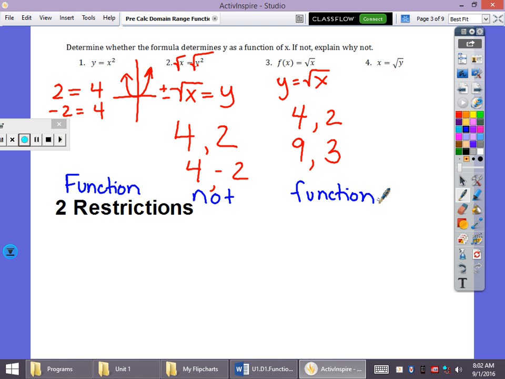Okay, one final one. X equals the square root of y. I want y by itself, so what am I going to do? Square both sides. So x squared equals y. Okay? So, am I going to do any more work? No, why not? It's the same as problem number 1. So it is a function.